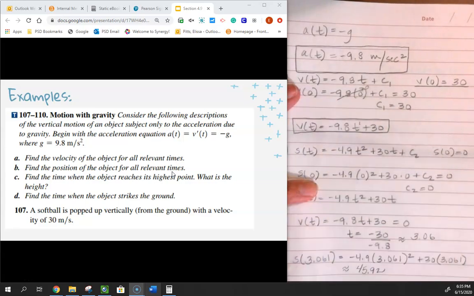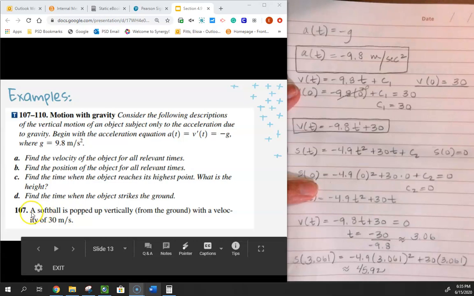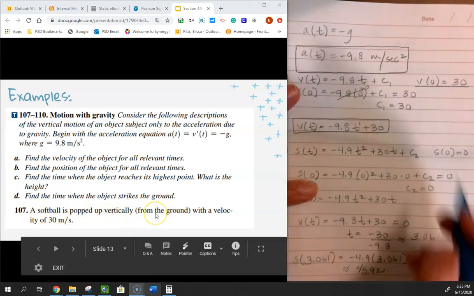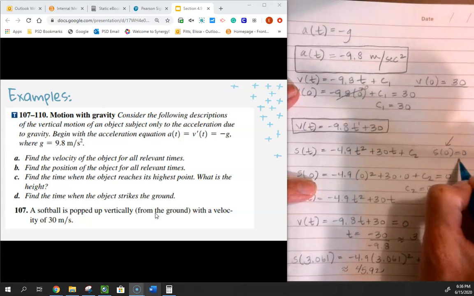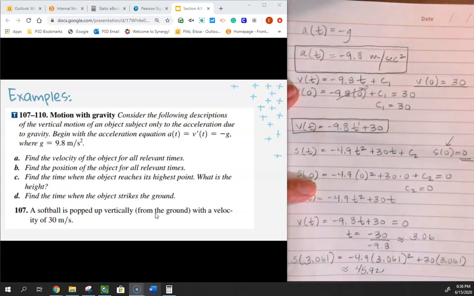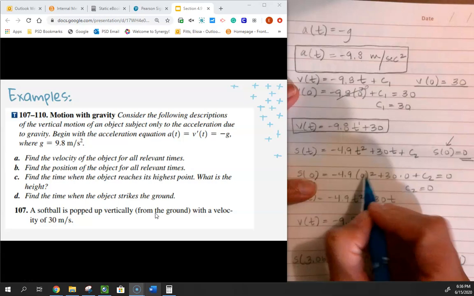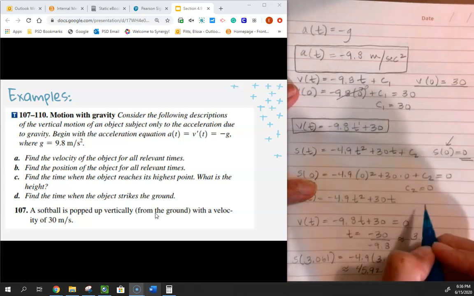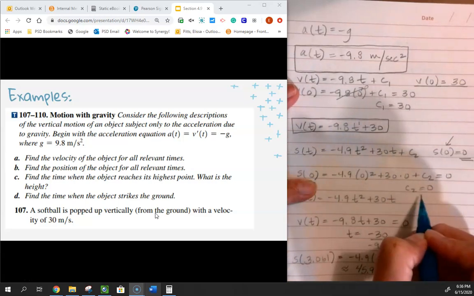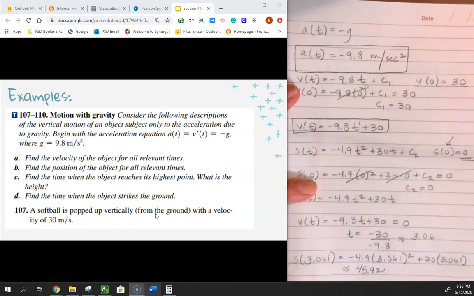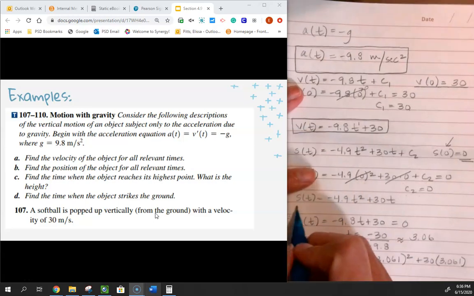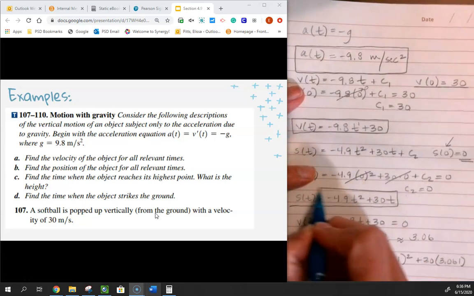So I also need to go back to how the problem is written. It is popped up vertically from the ground. Because it's coming from the ground, that tells me that its initial position at time 0 is equal to 0, because it was on the ground. So when I put in t equals 0, I need to get out 0. When I do that, I end up solving for c2. This goes to 0, this goes to 0, leaves me with c2 is equal to 0. So my position function is here.